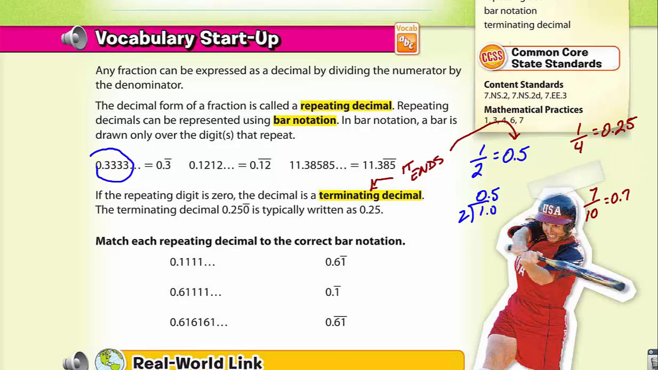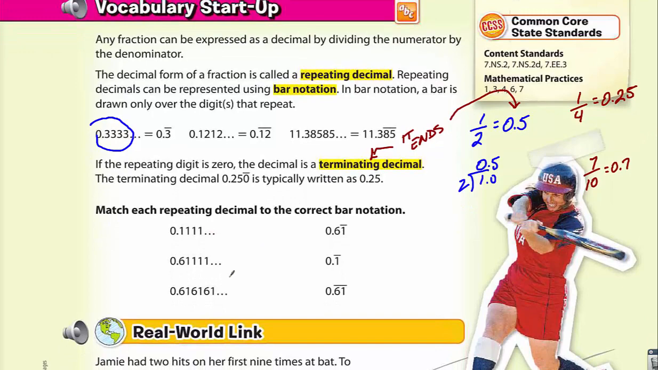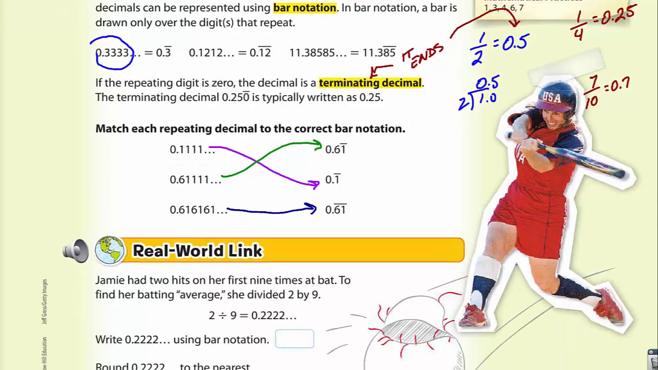All right, so we'll just do this real quickly. Take a look at these 3. Go ahead and match them up, and then turn the video back on, and we will discuss them. Okay, so here's our matchup. This one, the ones that just keep going, is right here. This one, the 6 and then the ones that keep going, is right here. And finally, the 6 1 6 1 6 1 is right there. All right, let's go look at that real-world link.